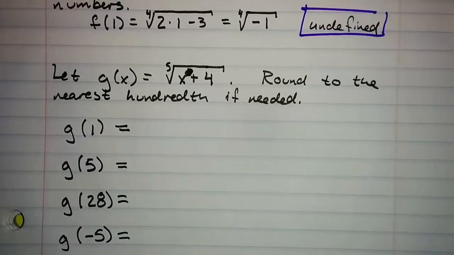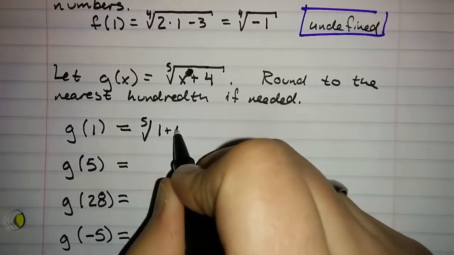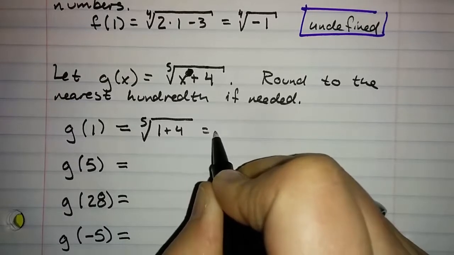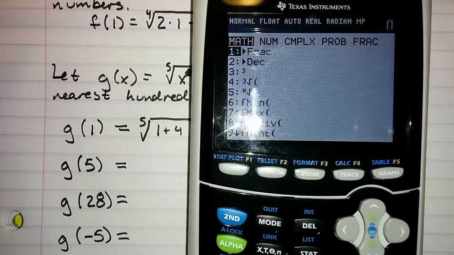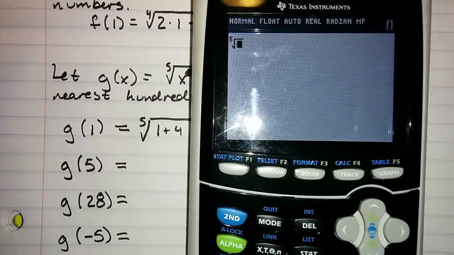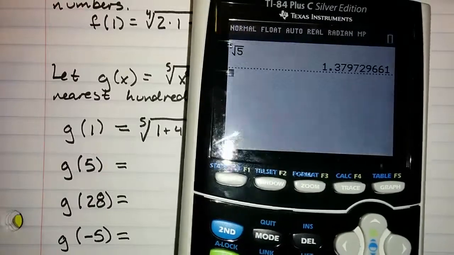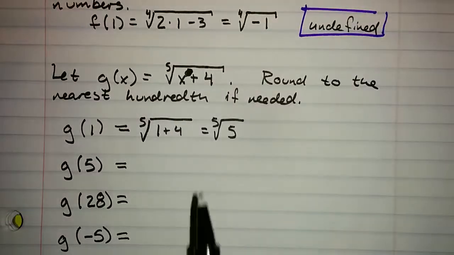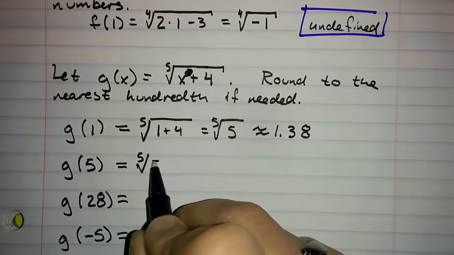Alright, well, g of 1, that'll be the fifth root of 1 plus 4. That'll be the fifth root of 5. Fifth root of 5 is 1 point a bunch of stuff. I want to round to the nearest hundredth. 1.38. G of 5, that'll be the fifth root of 5 plus 4.